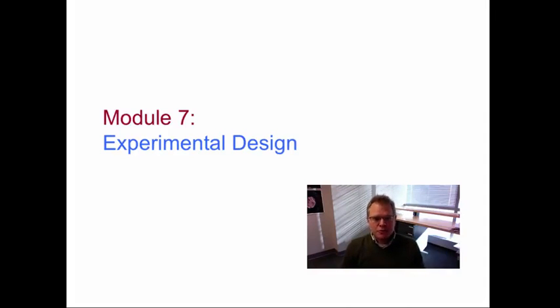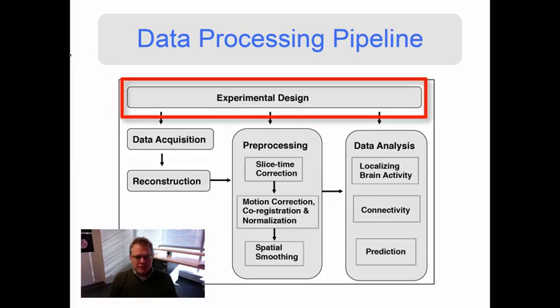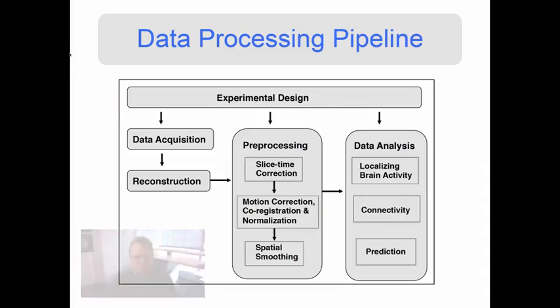Hi, in this module we'll be discussing experimental design in fMRI. Let's just recap where we are so far. In the first couple of modules we've talked about data acquisition and reconstruction. Right now we're going to talk about experimental design for a while, and then we're going to move into pre-processing in the next couple of modules.